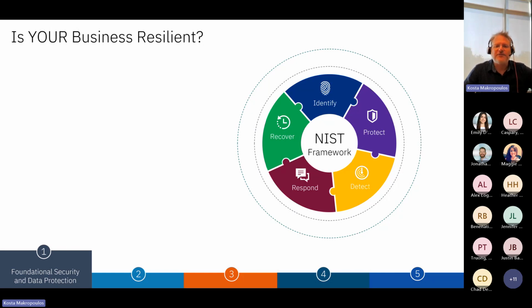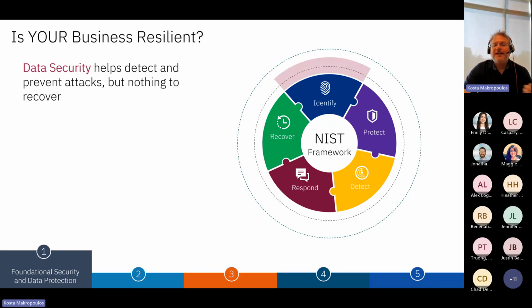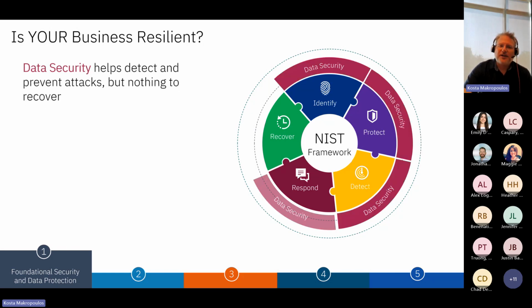But essentially what we're doing is we're looking at industry best practices, completely vendor agnostic. In fact, we don't really talk about specific vendor technologies. When we're talking about is your business resilient, we look at two things. One, from a data security standpoint, using the NIST framework, data security is all about having tools to prevent attacks. So how do I keep the bad actors out of my environment? But it really does nothing to help in the recovery process.